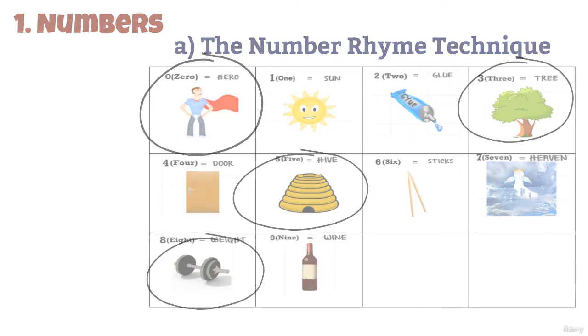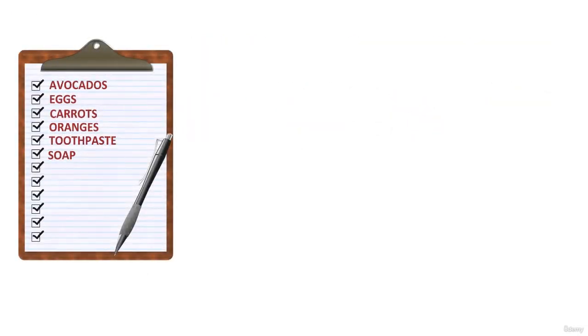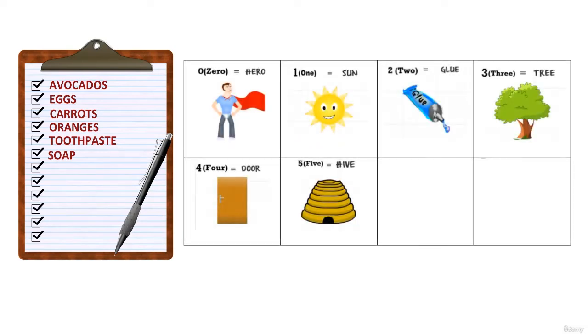You can also memorize a short shopping list by associating the products you want to buy with these images. Here is an example of a shopping list: avocados, eggs, carrots, oranges, toothpaste, and soap. By linking each item from this list with a digit, we get 6 memorable images. 0. Hero with avocados. Imagine an action hero, e.g. Iron Man, juggling with avocados.